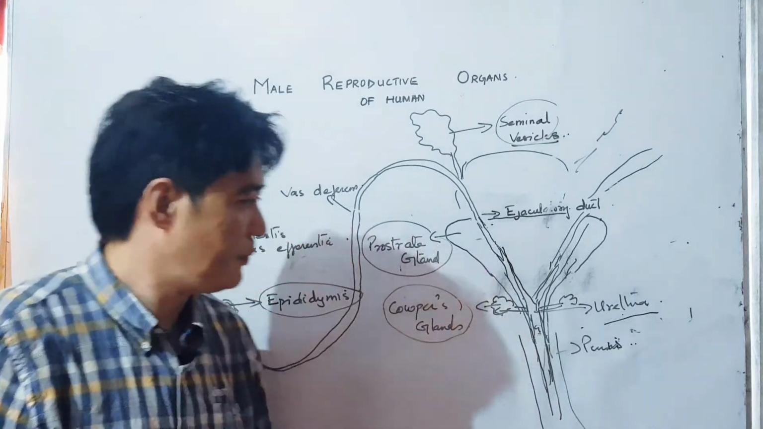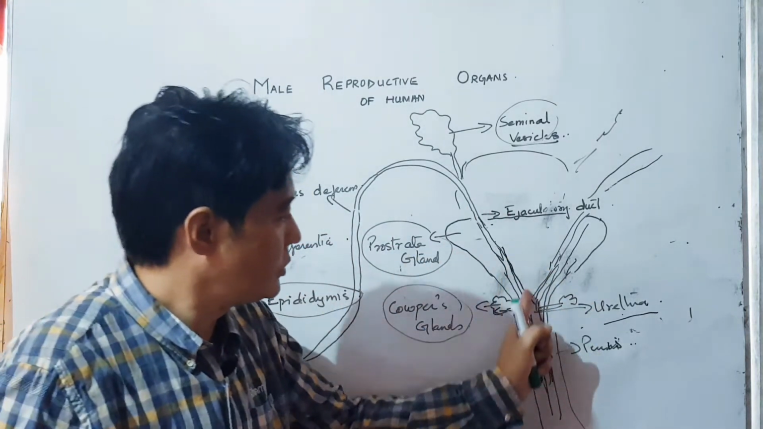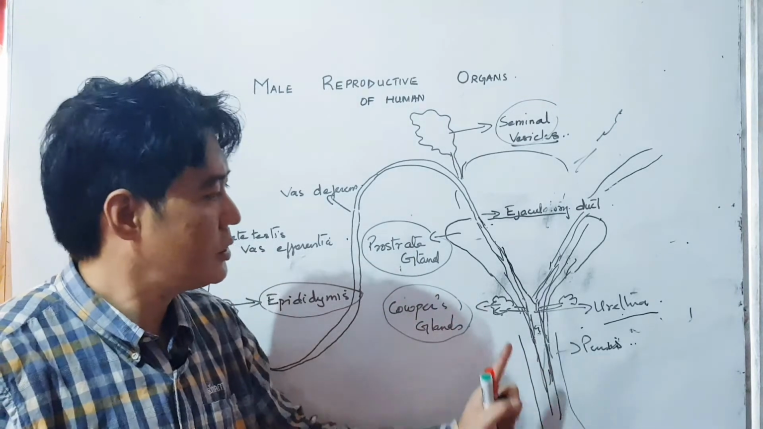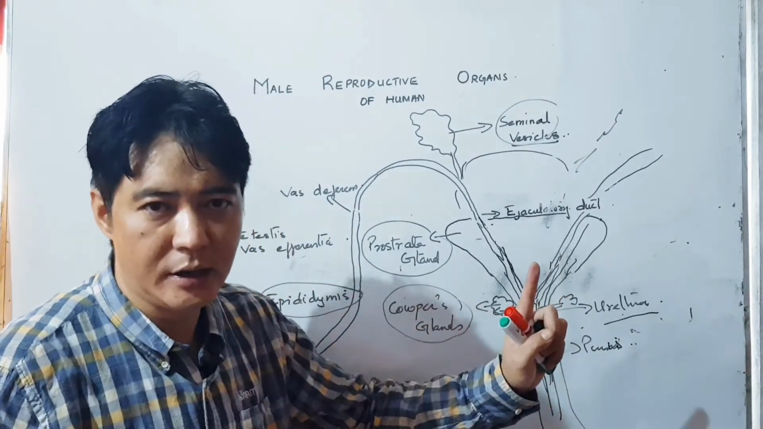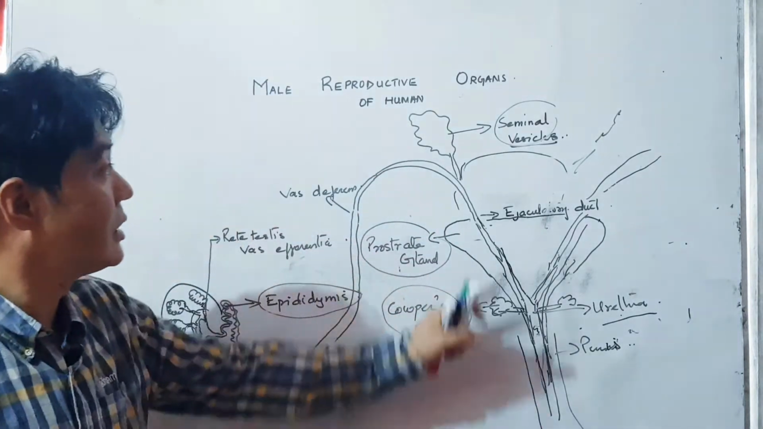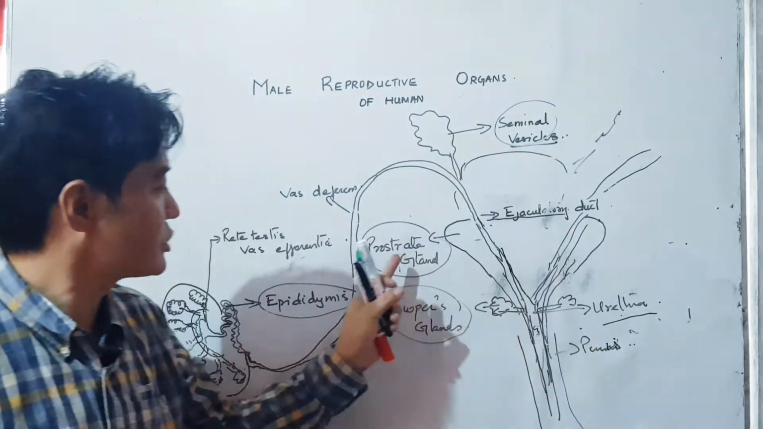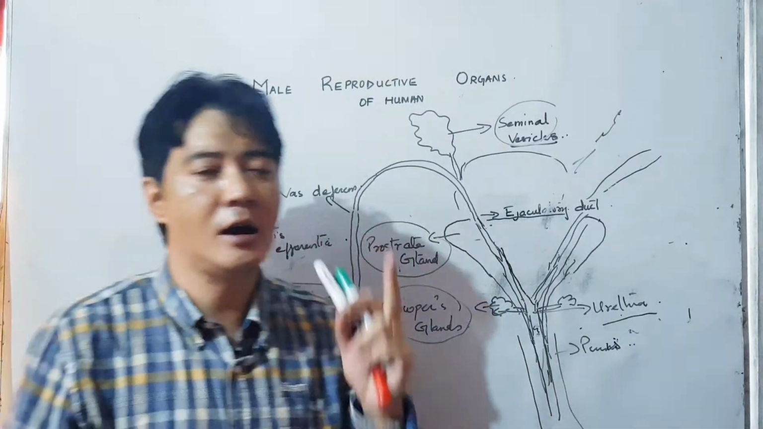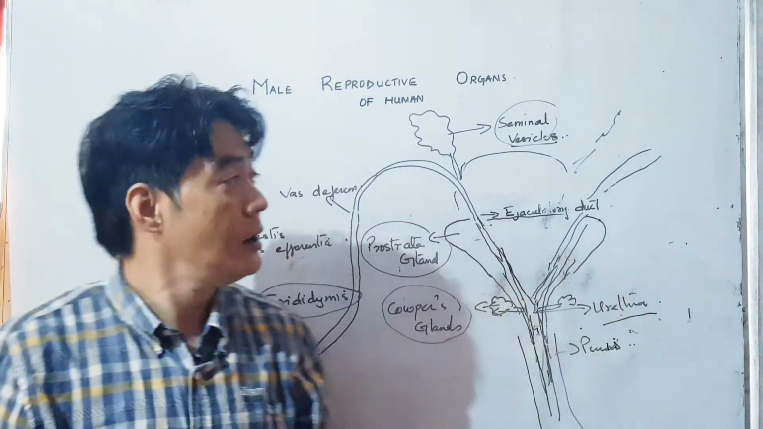In male, the urinary tract and sperm tract are the same. That's why it is known as the urethra. Here you can see the three pairs of glands, that is seminal vesicles, prostate gland, and Cowper's glands. These three pairs of glands are involved in the male reproductive system.